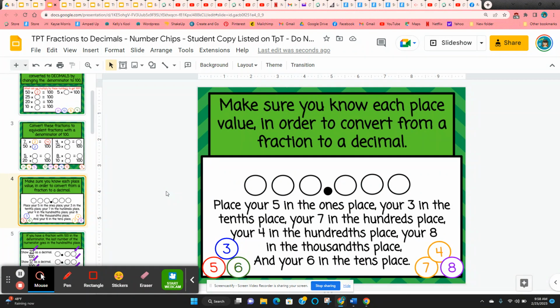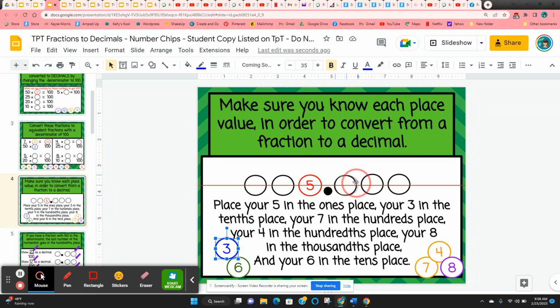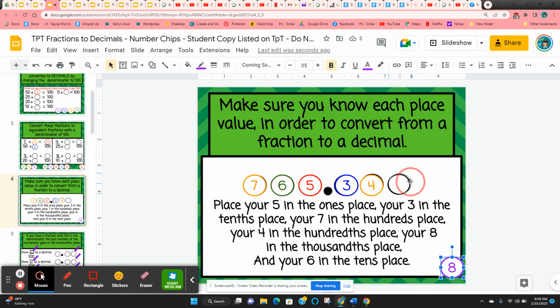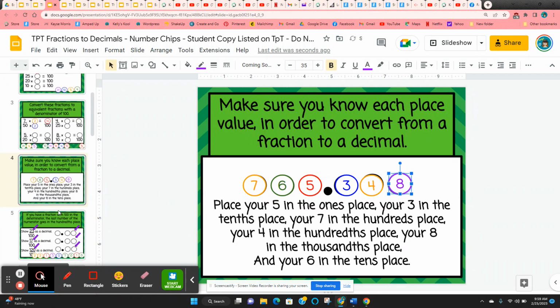The next slide is just a practice in place value. So it tells them where to put each of these numbers. You put your 5 in the ones place. You just have to click and hold and move it. 3 in the tenths place. 7 in the hundreds place. 4 in the hundredths place. It's just really important they know their place value. 6 in the tens place, and 8 in the thousands place. So it's a good exercise in reviewing place value.